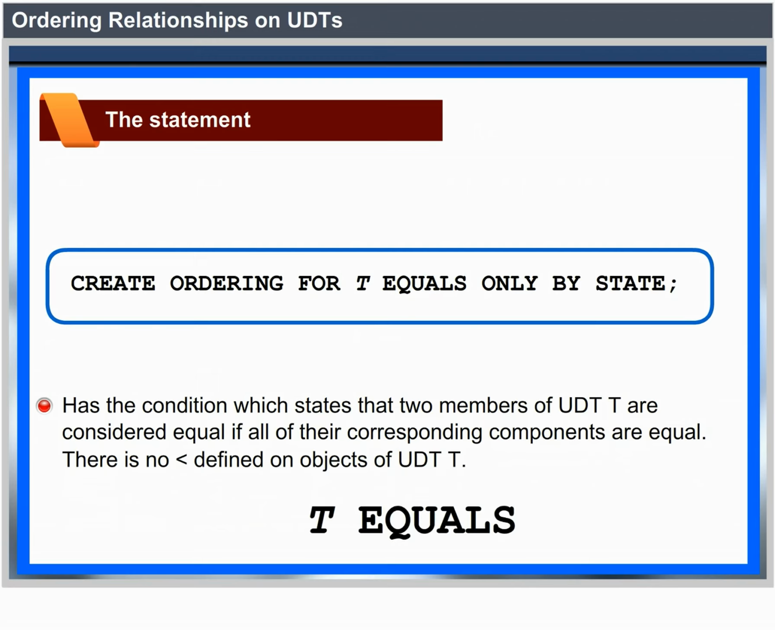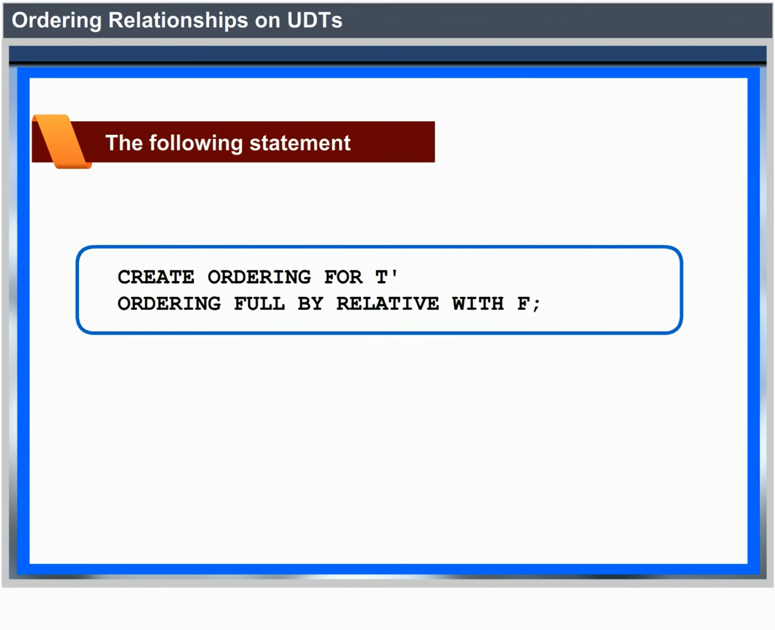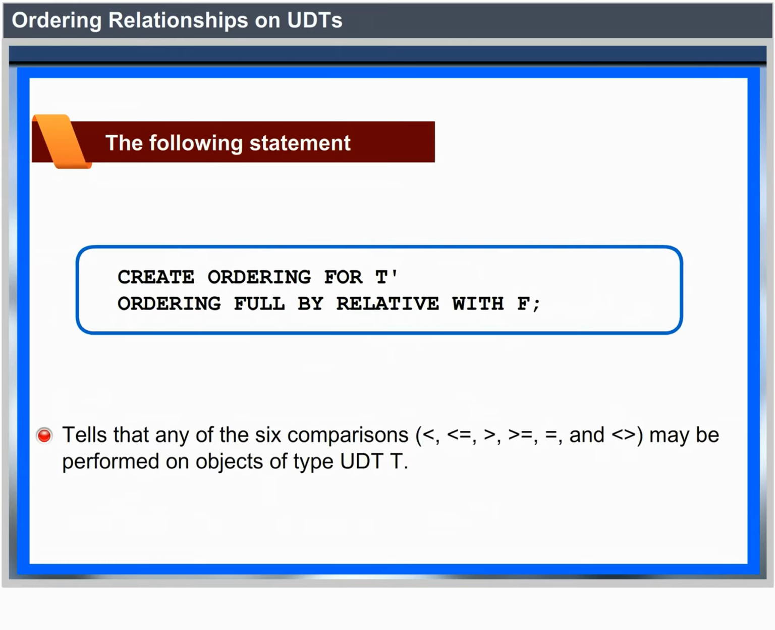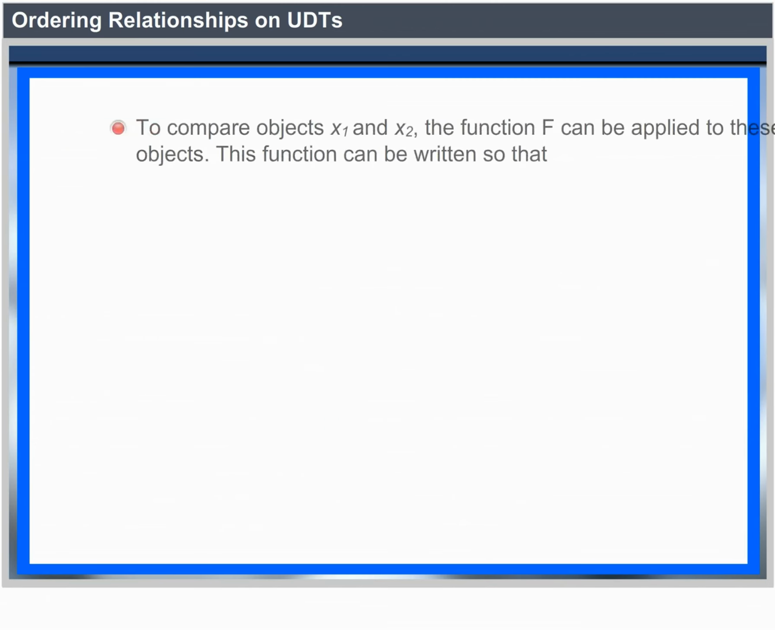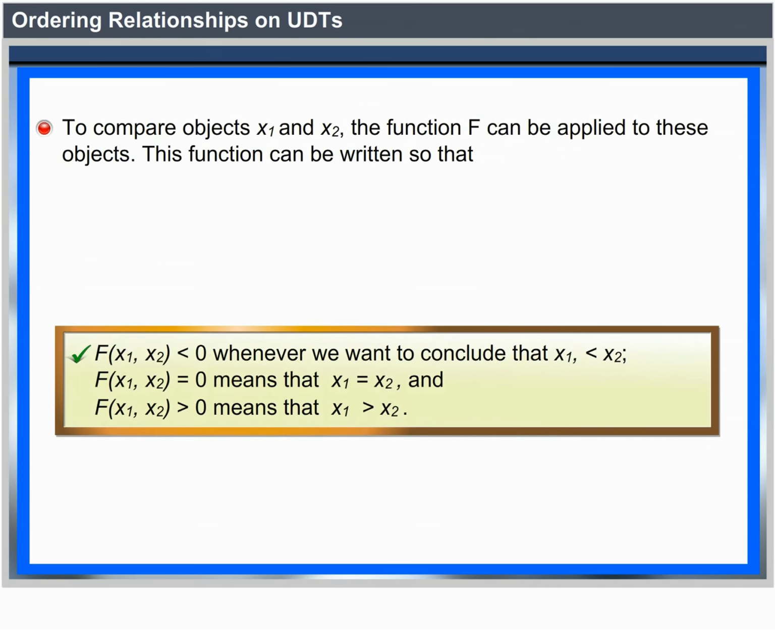Number 2. The following statement says that any of the six comparisons, less than, less than or equal to, greater than, greater than or equal to, equal, and not equal, may be performed on objects of UDT T. To compare objects x1 and x2, we apply the function f to these objects. This function must be written so that f(x1, x2) less than 0 whenever we want to conclude that x1 is less than x2, f(x1, x2) equal to 0 means that x1 equals x2, and f(x1, x2) greater than 0 means that x1 is greater than x2.